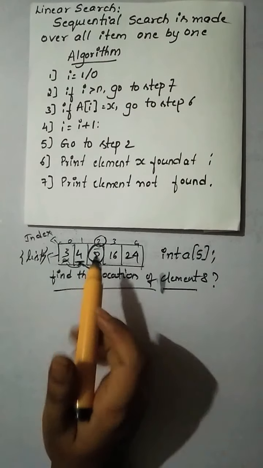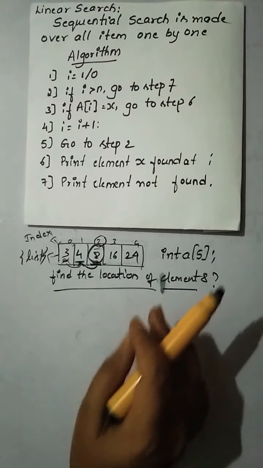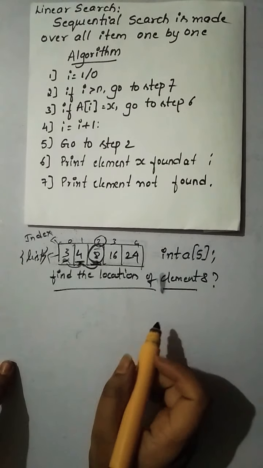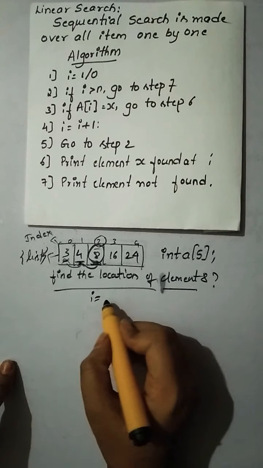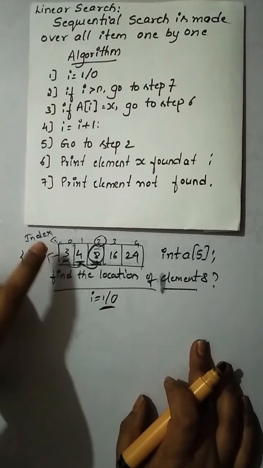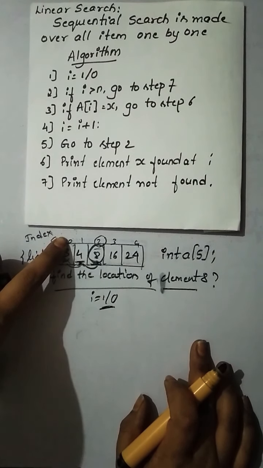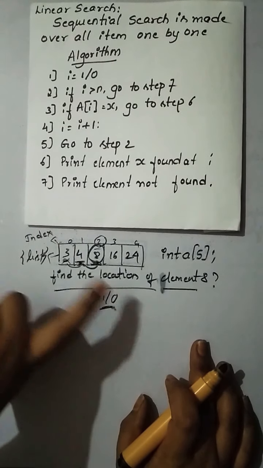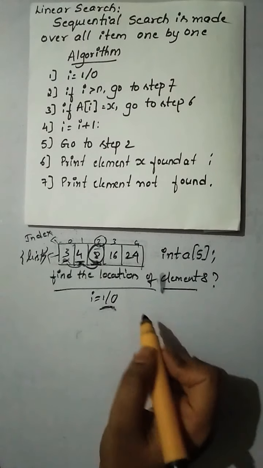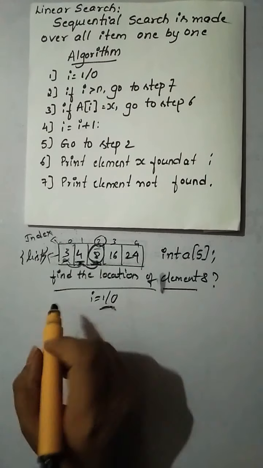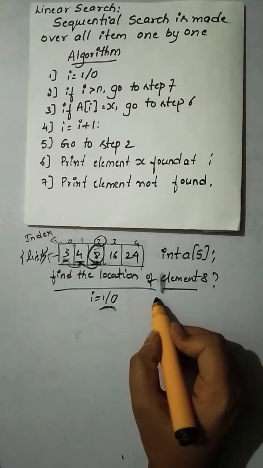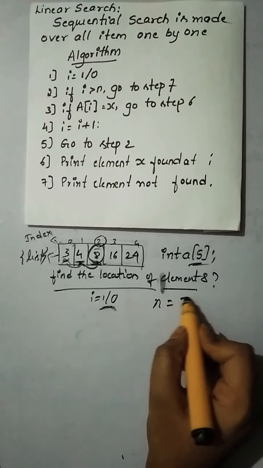Now we'll see how the computer will search for the element 8 using this algorithm. What is the first step? I is equal to 1 or 0. This 1 or 0 represents the index we are taking here. If it starts from 0, then it is 0. If it starts from 1, then it is 1. What is the second step? If I is greater than n, go to step 7. What is n here? n is equal to 5.